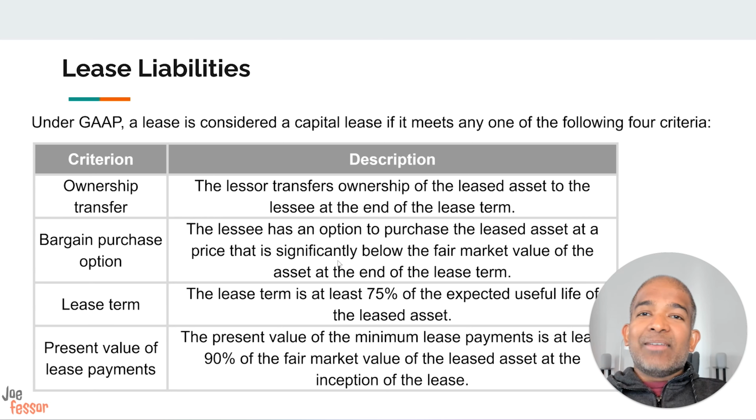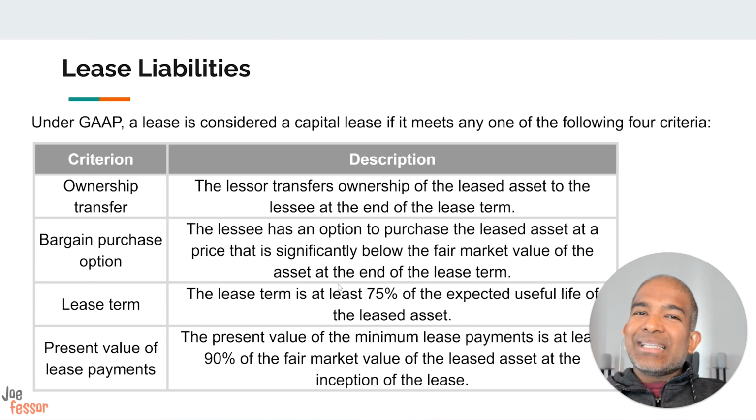Ownership transfer. If the lease effectively hands over ownership by the end, it's treated as a purchase. Next, bargain purchase option. If the buyout option is far below the market value, it suggests an intent to purchase. Next, looking at the lease term, a lease spanning most of the asset's usable life signals that it's closer to owning the asset. And finally, present value of lease payments. If the discounted value of lease payments closely aligns with the asset's worth, it's economically similar to a purchase. We'll look at the concept of present value later in this session.